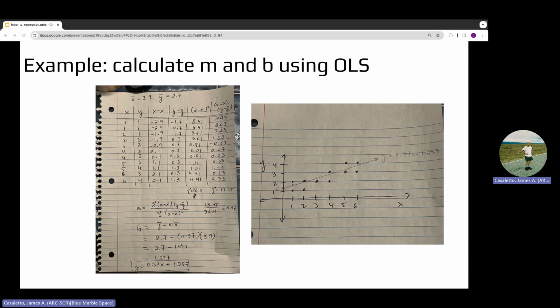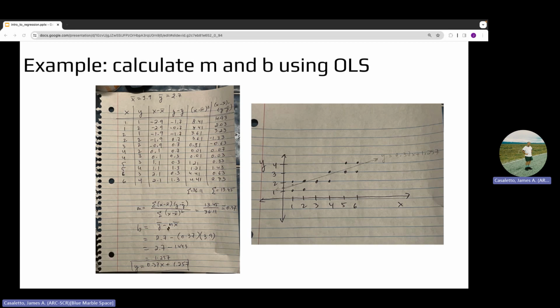Now, at the bottom of those columns, I sum them up. So the sum of x minus x bar squared is 36.11. The sum of the product x minus x bar times y minus y bar is 13.45. So now I have all the information I need to plug into the equation from the previous slide to calculate m. The sum of x minus x bar times y minus y bar is 13.45, and then I divide by the sum of x minus x bar squared, which is 36.11, and I get approximately 0.37 as the slope.